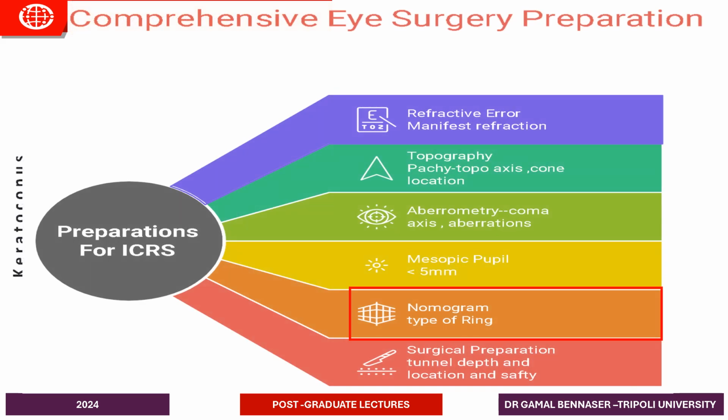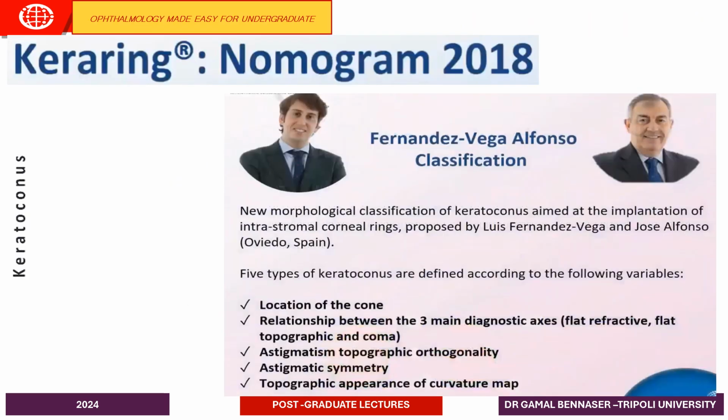Now, after we have finished speaking about the measurement of the pupil in the mesopic condition, we come to the fifth step, which is the nomogram. As far as the nomograms for the different intracorneal ring segments available in the market, we have plenty of types, and each type has its own nomogram. The nomogram is subdivided based on the shape of the cone, and for each shape of the cone there are specific nomograms. This is just an example of one of the rings, the Kera rings.